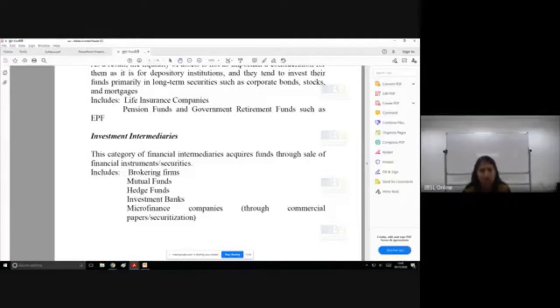All right. Microfinance companies, why I have mentioned them here is that some microfinance companies are restricted. They are not allowed to take deposits. The Microfinance Act is still at a development stage. So these microfinance companies, their only method now is the sale of instruments.